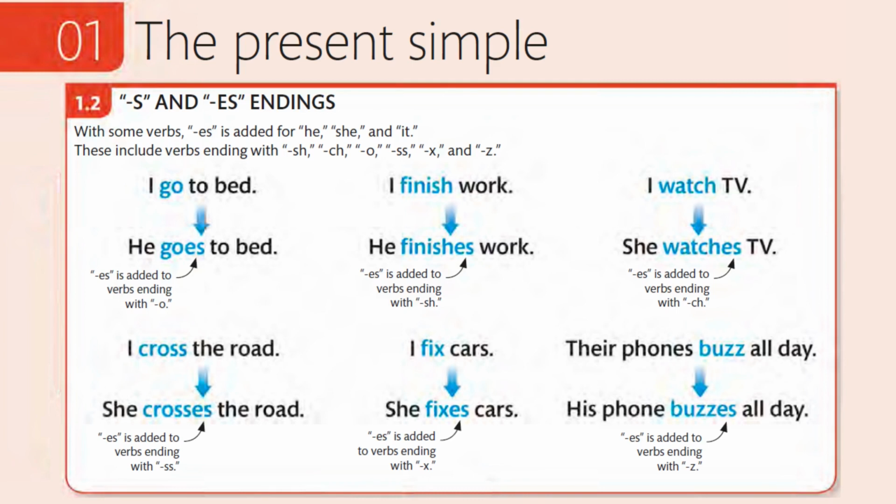Es is added to verbs ending with sh. I watch TV. She watches TV. Es is added to verbs ending with ch. I cross the road. She crosses the road. Es is added to verbs ending with ss. I fix cars. She fixes cars.